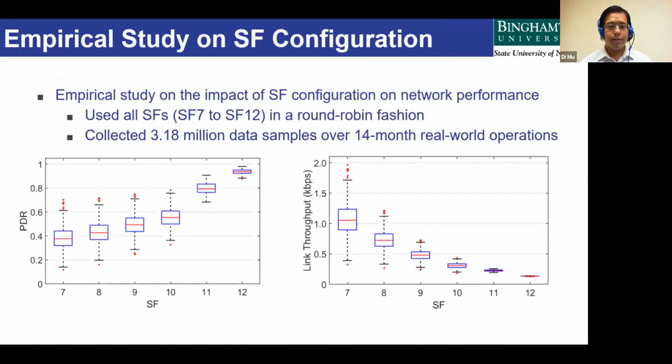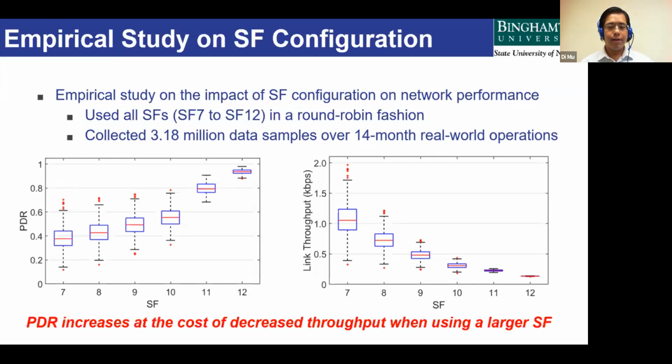This box plot presents a trade-off between the link reliability and throughput when the LoRa devices use different SF configurations. The left figure shows the packet delivery ratio, PDR, measured under different SF configurations. The median PDR increases from 0.38 to 0.94 when the SF increases from 7 to 12. The right figure shows the link throughput. The median throughput decreases from 1.05 to 0.14 kbps when the SF increases from 7 to 12.